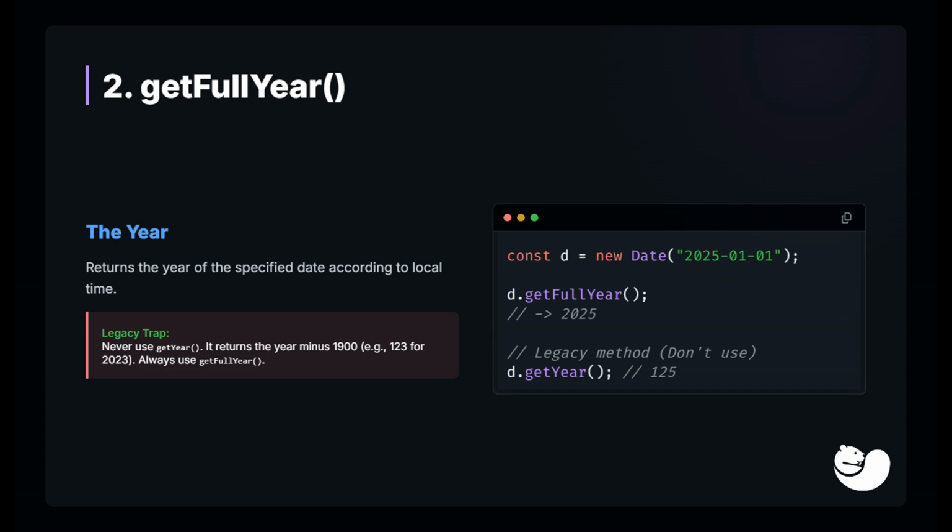This archaic behavior is a relic of the early web and a frequent source of Y2K-like bugs in modern applications. By consistently using getFullYear, you ensure your application logic remains clear, accurate, and future-proof, avoiding the need for manual addition to correct the century.